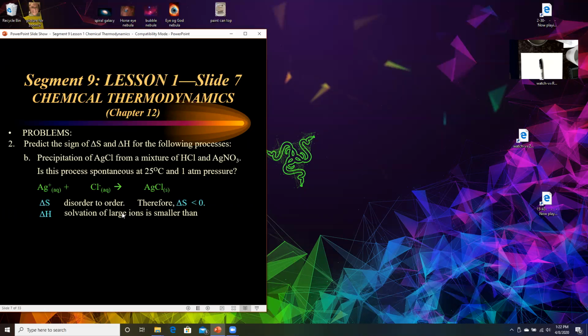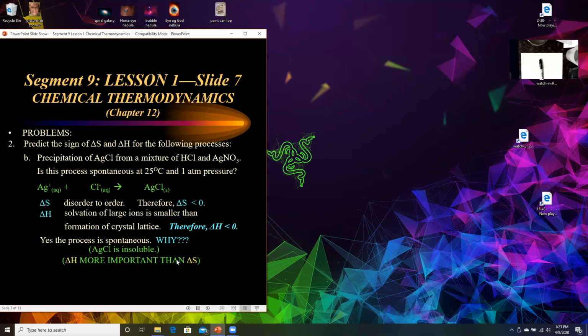Well, let's look at delta H. If you have solvation of large ions, it is smaller than the formation of the crystal lattice. So therefore, delta H will be less than 0 on some of those. And if I'm looking at this process, and I do see it happening, delta S is wrong, but delta H predicts the correct. So in this case, the delta H is more important than delta S. Delta S said it wouldn't happen. Delta H said it would.